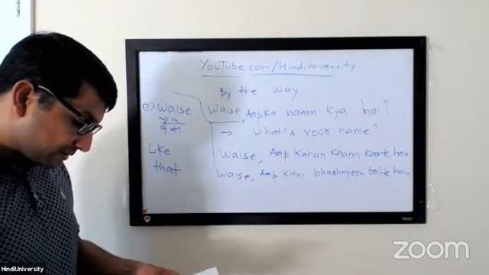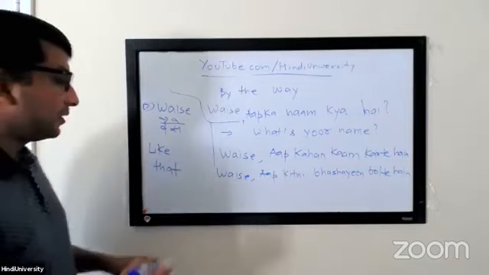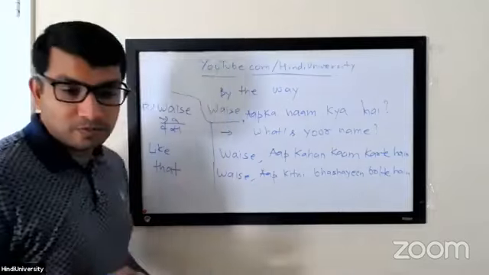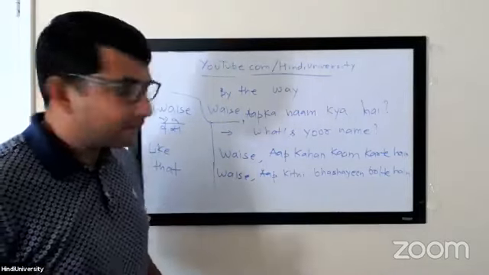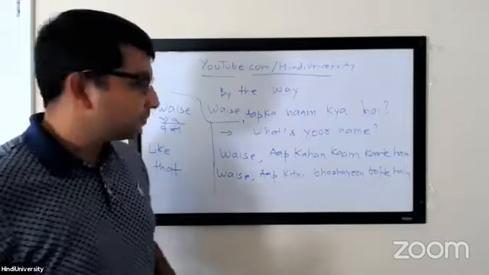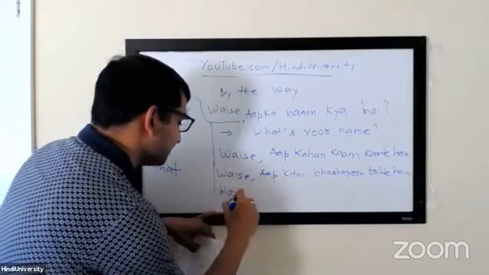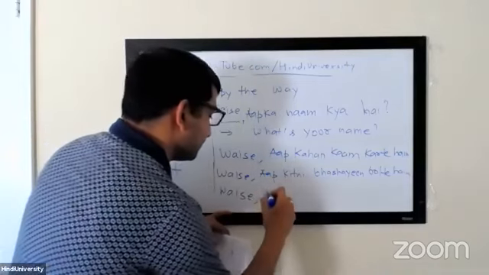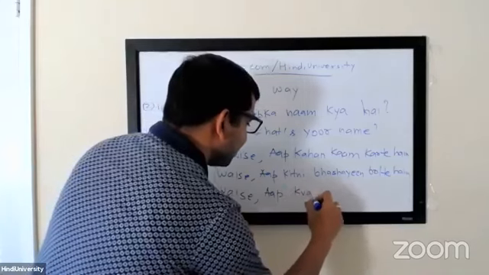What else? Okay. By the way, what do you do? Let's say, Sunita ji, how will you say that in Hindi? By the way, what do you do? वैसे आप क्या करते हैं? Okay. वैसे आप क्या करते हैं?